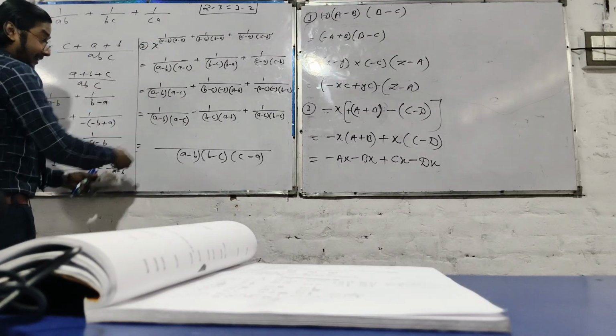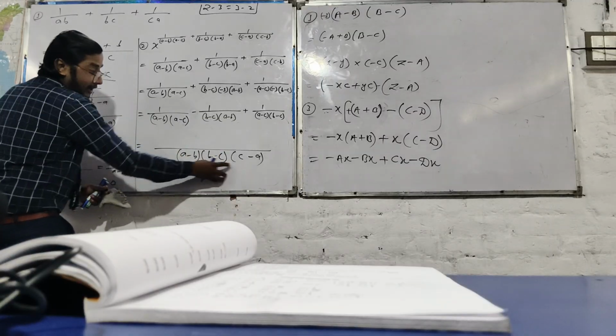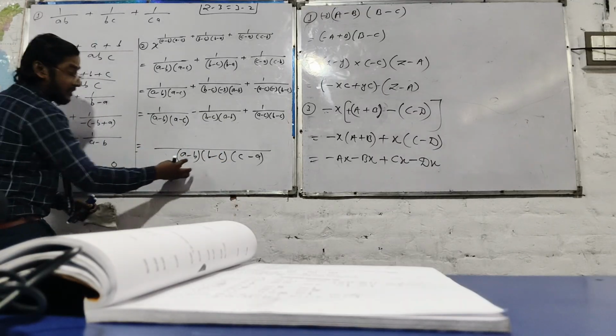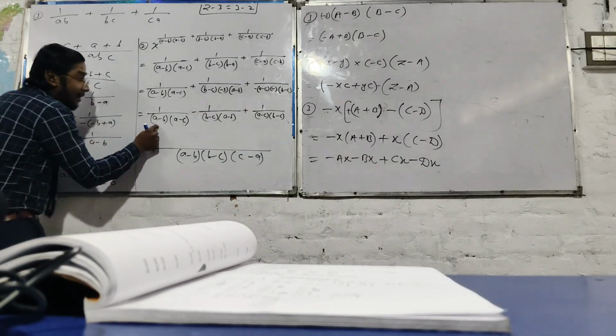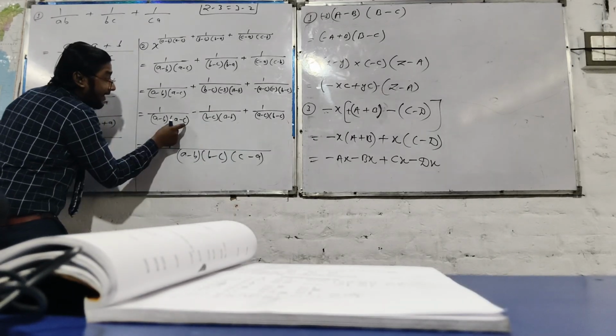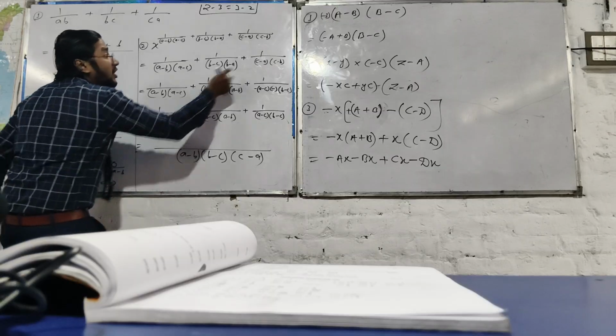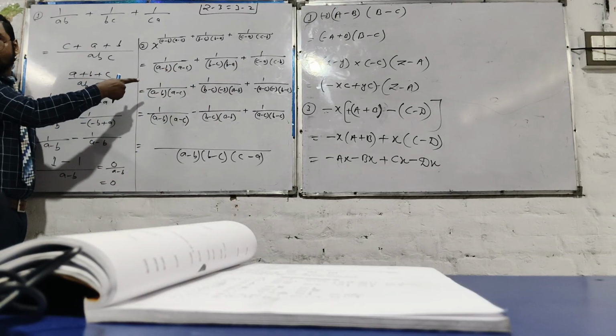No, not C minus A. Now listen. Why? Perhaps you are thinking like this: sir, A minus B, B minus C, C minus A. Bhai, be careful now. A minus B was there, B minus C was there. Bhai, it is not C minus A. It is A minus C because I have changed this one. If I change this one, then I'll get C minus A.